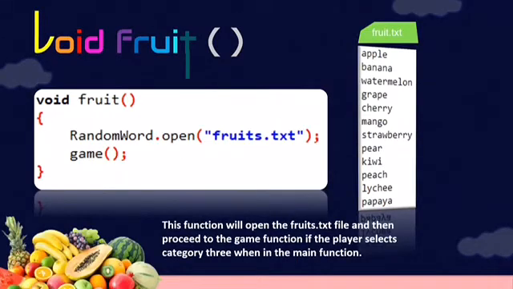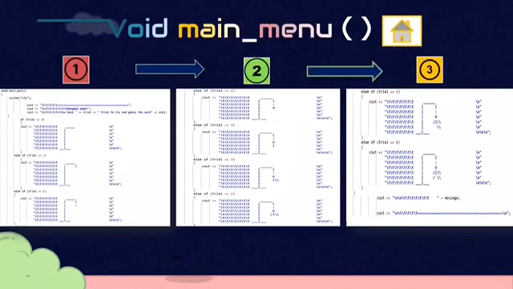This function will open the fruits text file and choose the word randomly from the list and then proceed to the game function if the player selects category 3 when in the main function. Main menu is the function that is used as the main framework of this game that is displayed on the output screen most of the time.